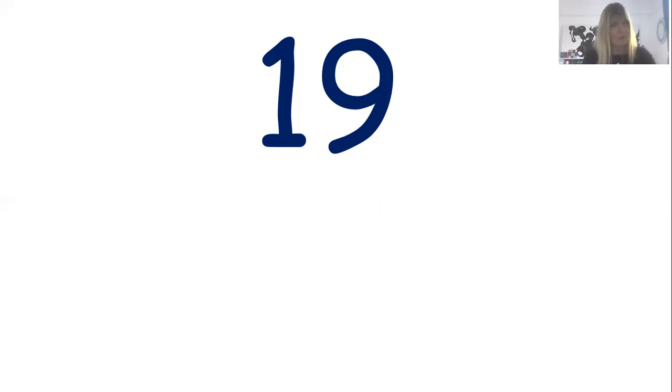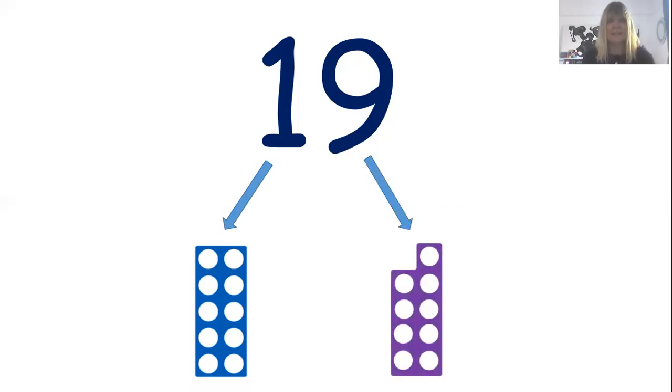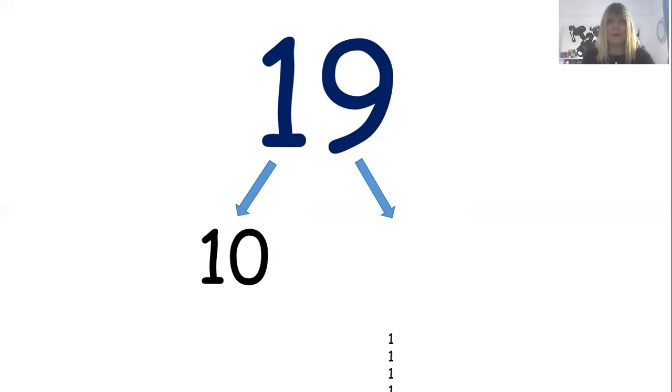But as we know, the 1 means 10, and there is our Numicon 10. And the 9 means you've got 9 ones as well as that 10. So you've got a 10 and a 9 together, 19. Let's look at it again. 19, the 1 means a 10, and the 9 is standing in for 9 ones, and there they all are. Can you see?